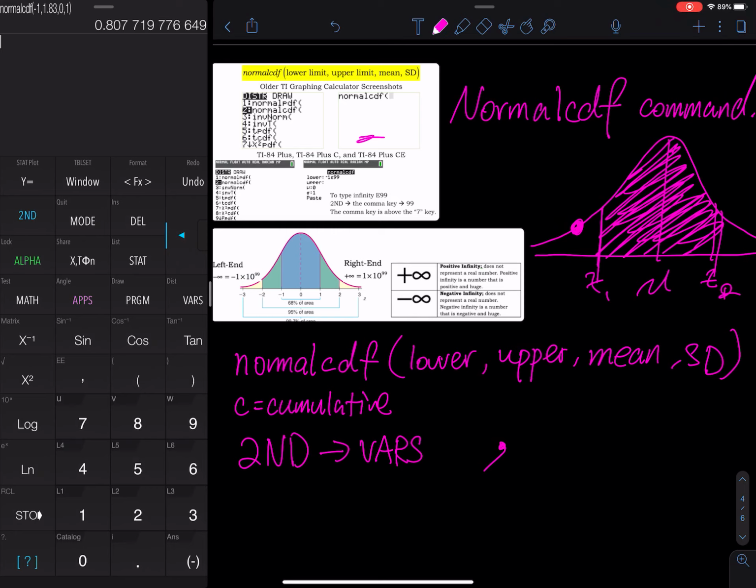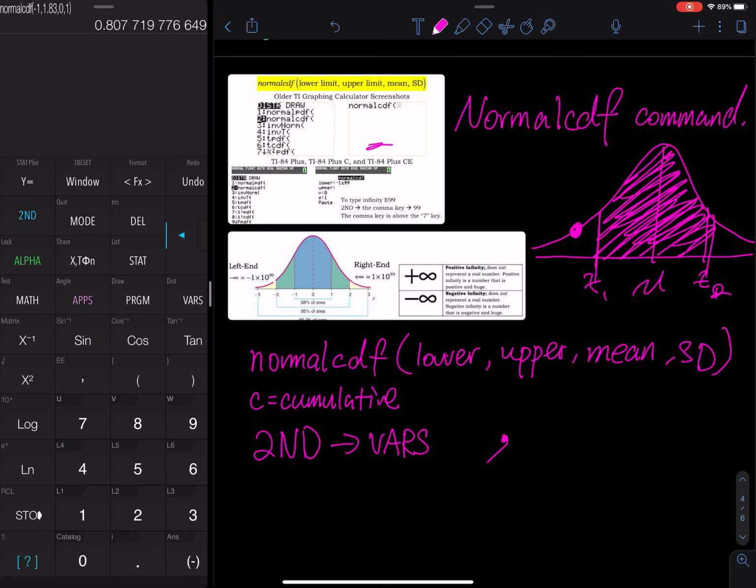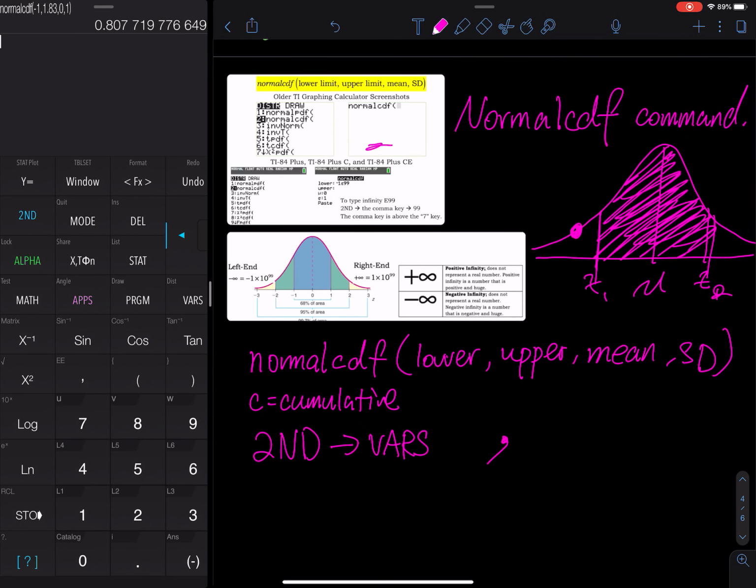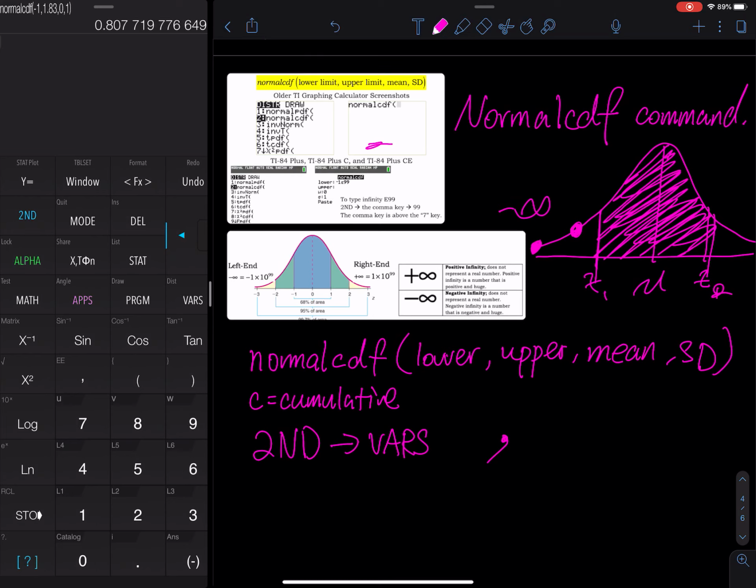All right, and then let's do a few examples. But before we get into that, what is on the left end, what is on the right end? Does the curve stop at this point? The answer is no. There is no stopping point. So the left end is negative infinity. The right end is positive infinity.